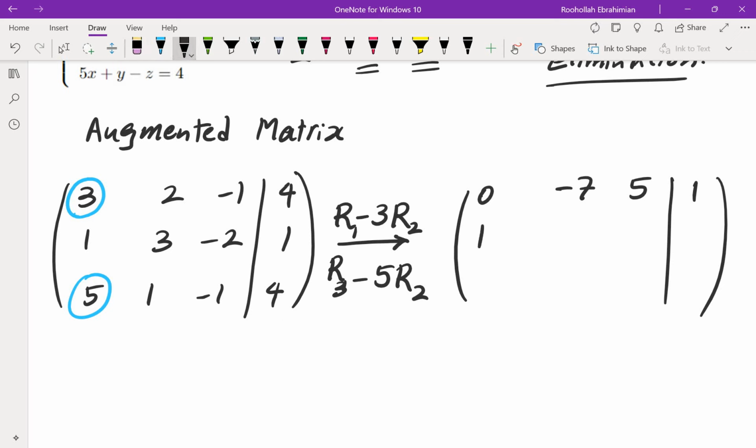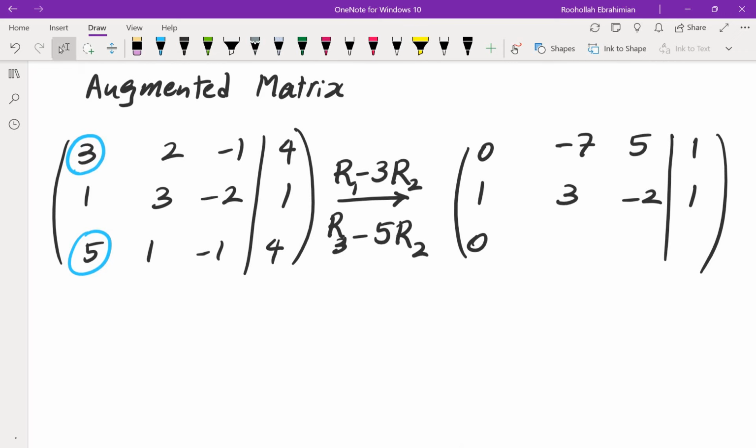The second row stays the same. I'm not doing any operation in the second row. And the last row here becomes 0, so I'm multiplying the second row by -5 and adding it to the last row. -15 plus 1, that's -14. And then I will multiply the second row by -5 again. So that would be 10 minus 1, that's 9. And second row multiplied by -5 plus the last row, that's -1. So this is what we get.